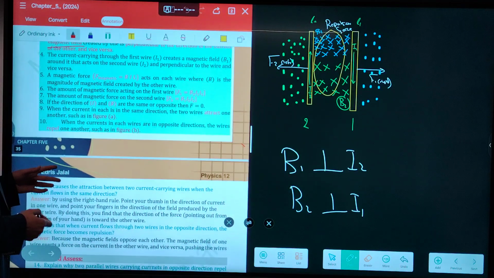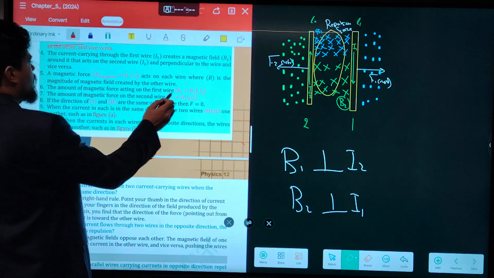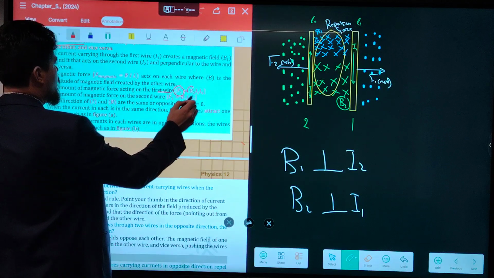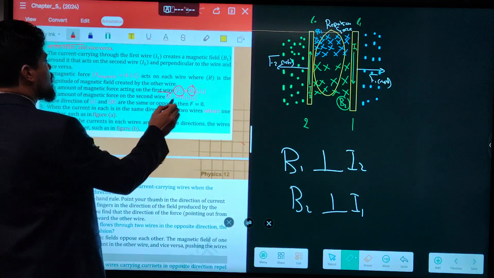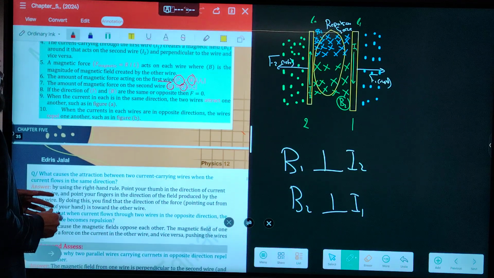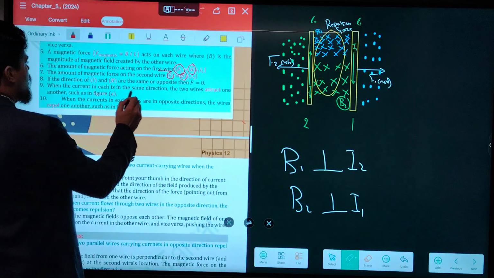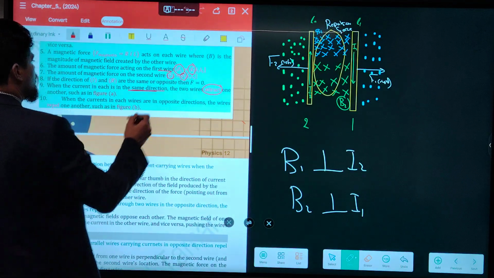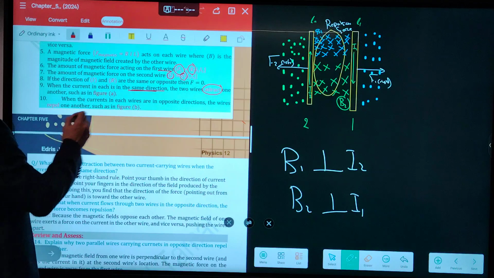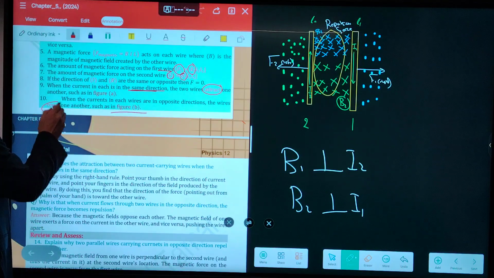Force is equal to BIL. The amount of magnetic force on the first wire, F1, is produced by what? By B2. But F2 is created by B1. And if the direction is parallel between I and B, the magnetic force becomes 0. If the current is in the same direction between two wires, the force is attraction. But in opposite directions between two wires, the force becomes repulsion.